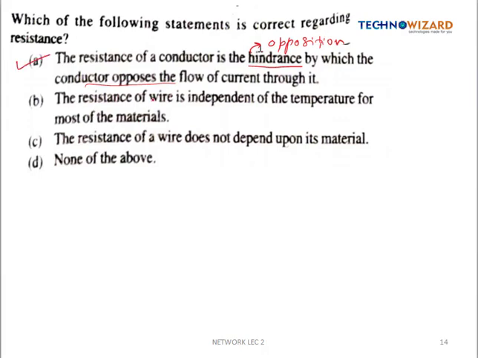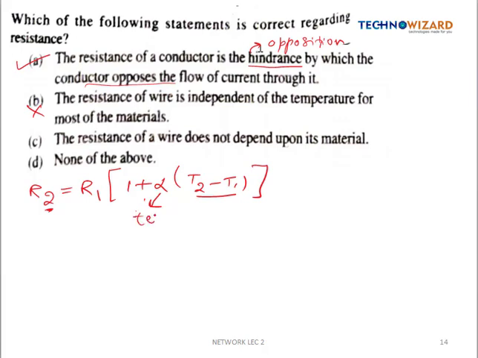The resistance of a wire is independent of the temperature for most of the material. Wrong. As we know, resistance is temperature dependent, given by the relation R2 is equal to R1 (1 + alpha (T2 - T1)), right? So here resistance depends on the temperature difference, and alpha is the temperature coefficient of resistance, which is material dependent, right?